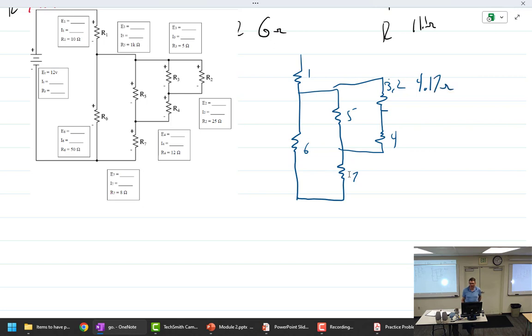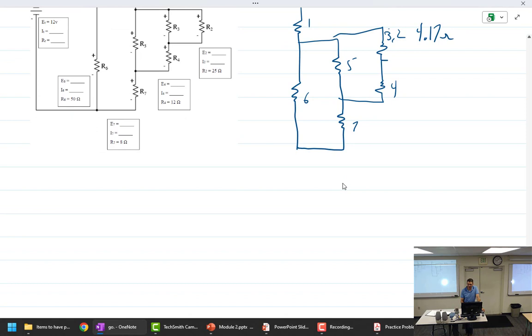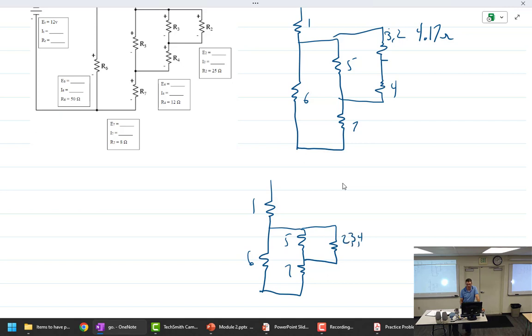Okay. We're going to combine it with R4, which is 12. So just add those two together. Now we've got to come back over here. So we have 1, 6, 5, 7, and then 2, 3, 4. And since 4 happens to be 12 ohms, 2, 3, 4 is 16.17 ohms. Everybody agree? Yes.